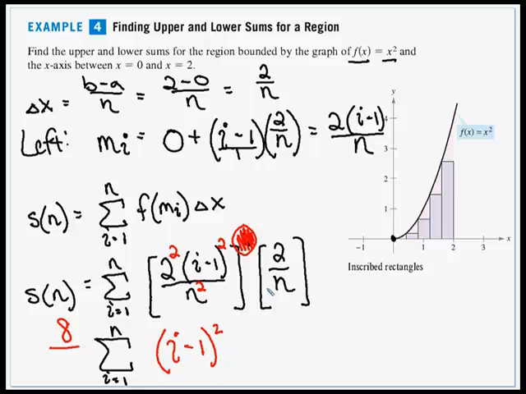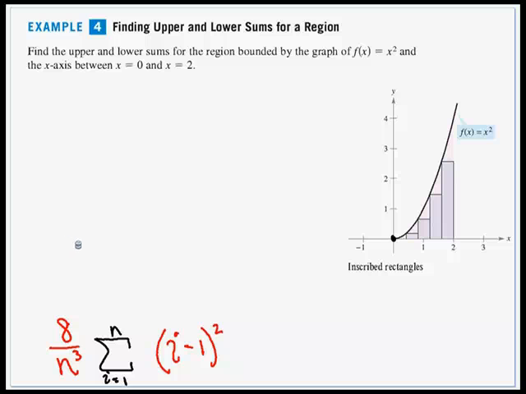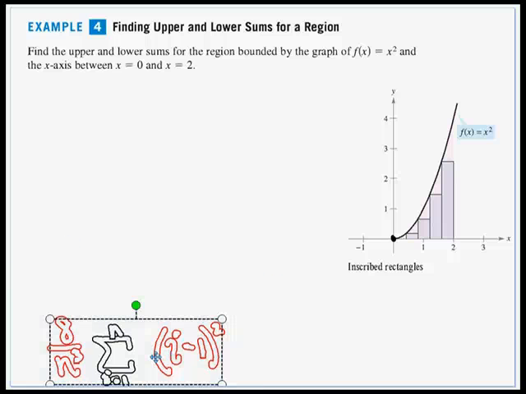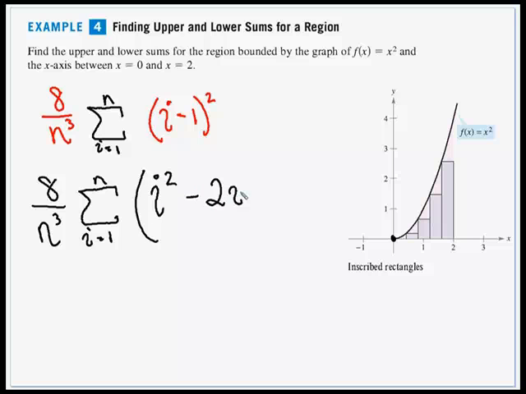What can we pull out in the denominator? Well, anything that's an n we can pull out. n squared times n is n to the third. So we've factored out 8 over n to the third. And now we have i minus 1 quantity squared. And I guess we can get rid of some of this. So if we FOIL that out, we'll be able to plug in some of our formulas. So we're going to have our 8 over n to the third, our summation from i equals 1 to n, and if we FOIL this out, we'll get i squared minus 2i plus 1.